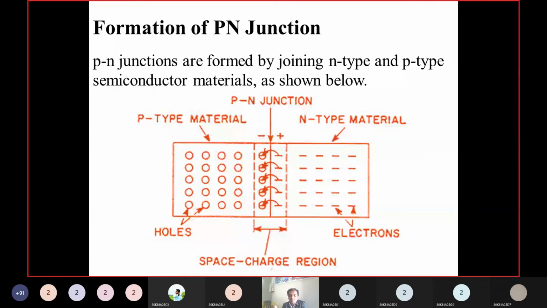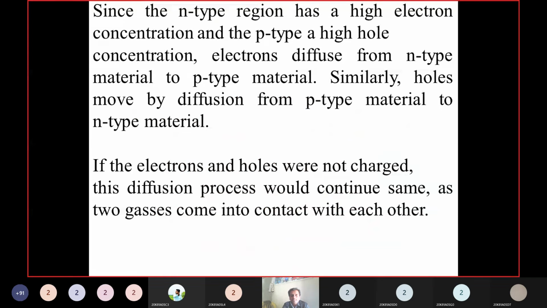How the junction is formed, we will discuss here. Since the N-type region has a high electron concentration and the P-type region has a high hole concentration, electrons diffuse from the N-type material to the P-type material. Similarly, holes move by diffusion from the P-type material to the N-type material. See here, this is how diffusion takes place.